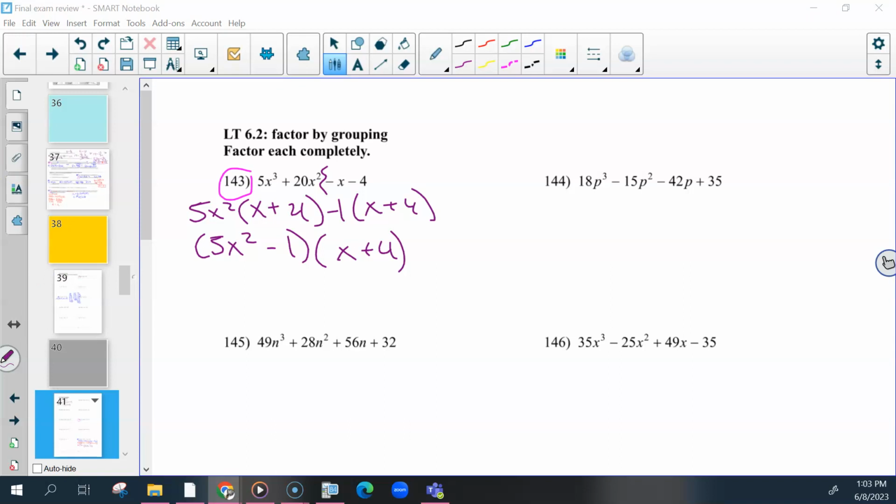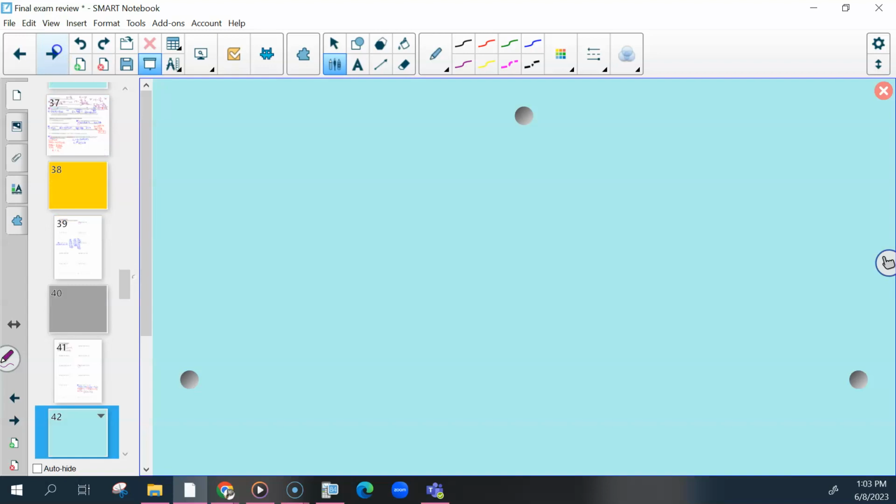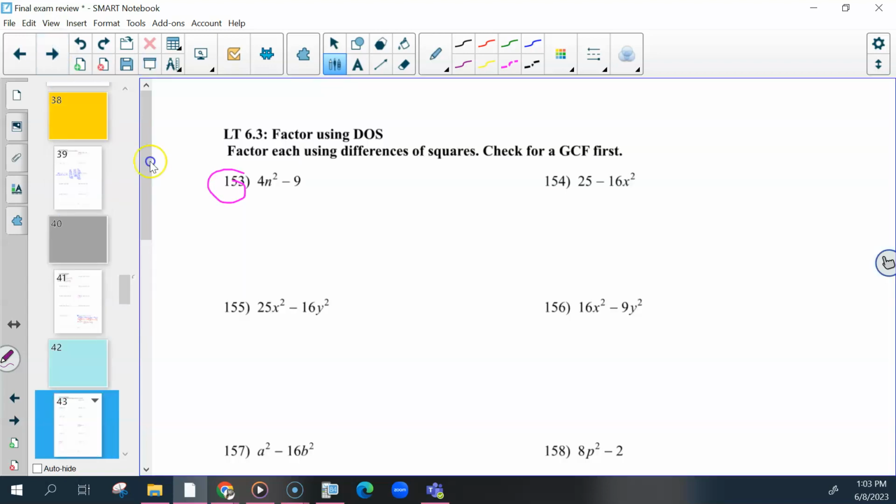Yes. Other questions on this page? Because we're dividing by a negative. Okay, go on to the next page. Difference of squares now. Which of those do we want to see, go over, have questions about?